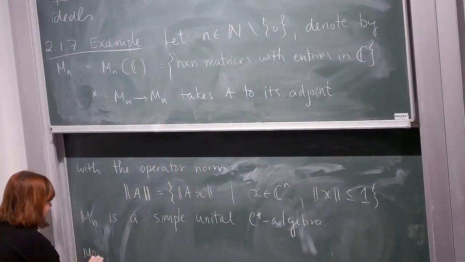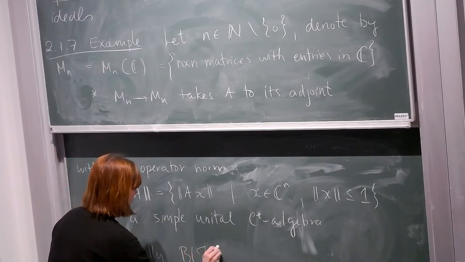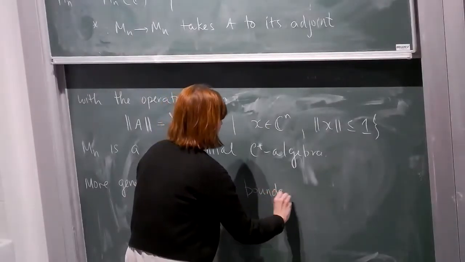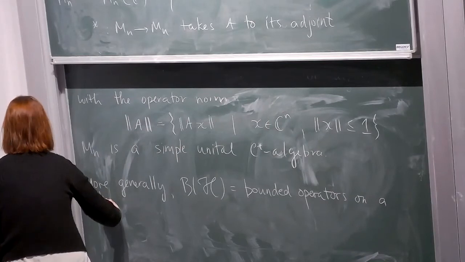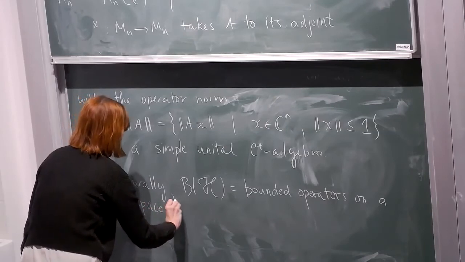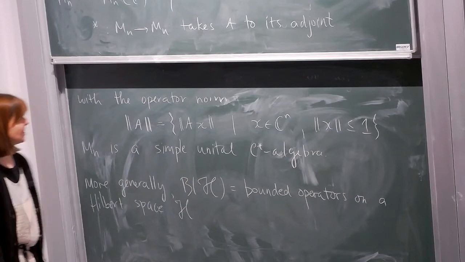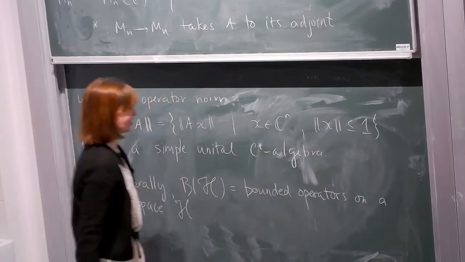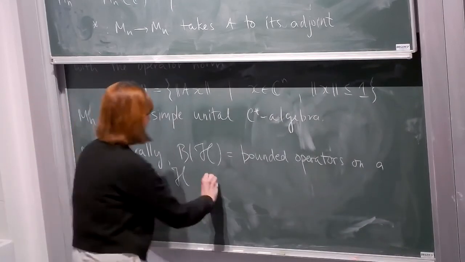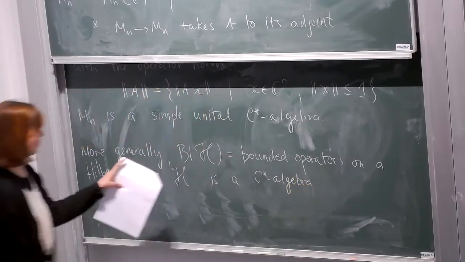More generally, we don't need to restrict ourselves to C to the n. We can always look at the bounded operators on any Hilbert space, and we use exactly the same operations: adding two operators together, or composing the operators for multiplication. The star takes your bounded operator to its adjoint. And again, the operator norm is defined completely analogously, but now in H, not C to the n. This is again a C-star algebra, but it will only be simple when H is finite dimensional.